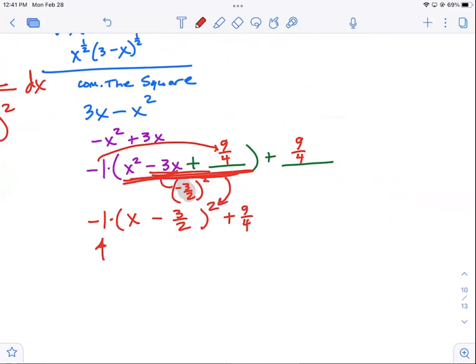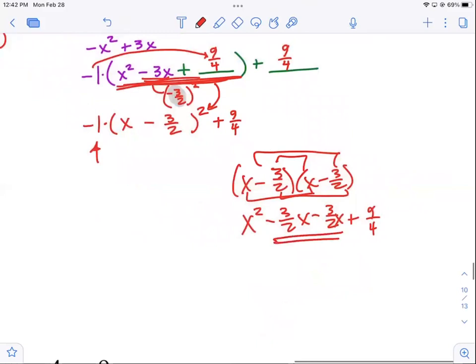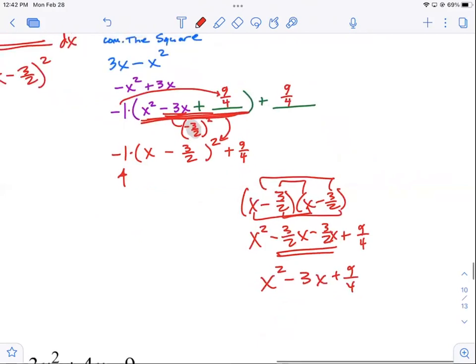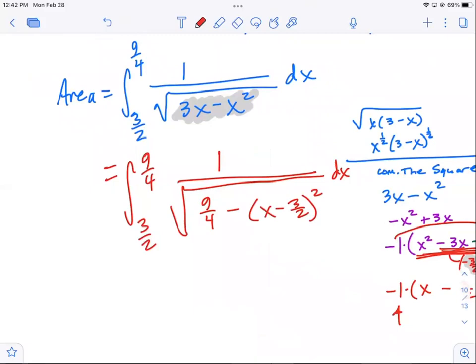So remember, you can verify off to the side: x minus 3/2, x minus 3/2, first, outer, inner, last. You get x squared, and then minus 3/2 x, minus 3/2 x, and then the last is positive 9/4. The middle terms double, there's 2 of them, so it becomes 3x plus 9/4. So whenever you complete the square, it's always going to be x plus or minus half the middle term, quantity squared. This one is kind of gross, but it is completing the square.